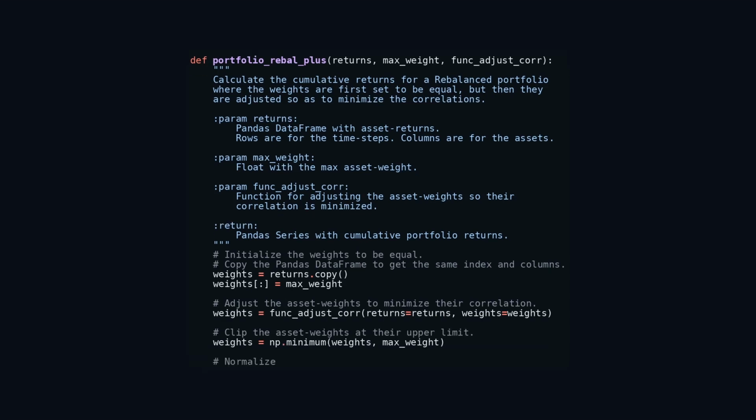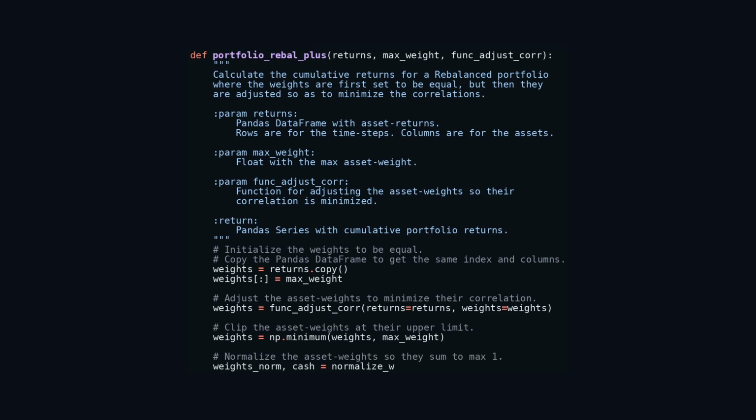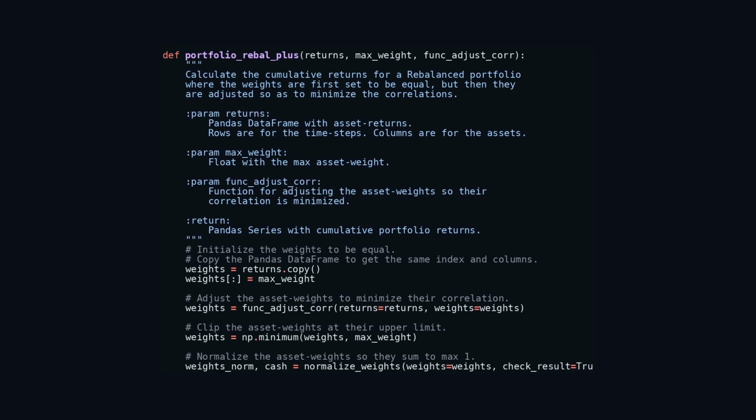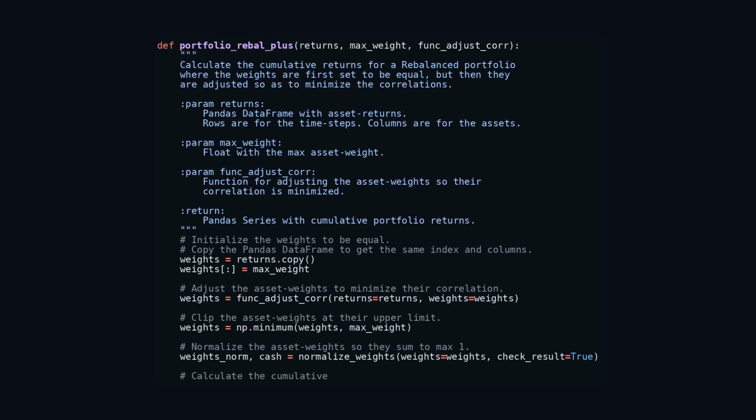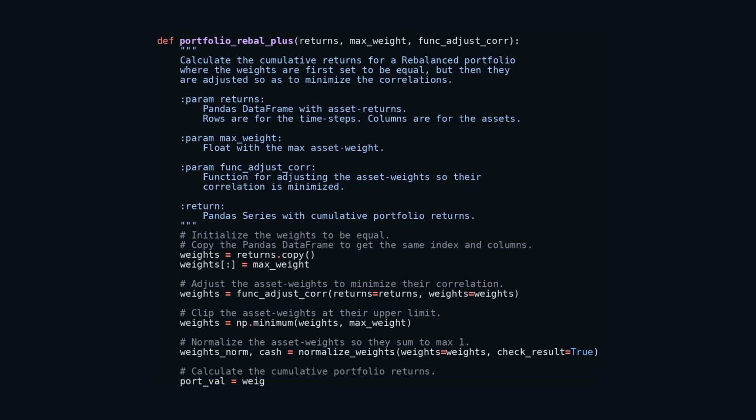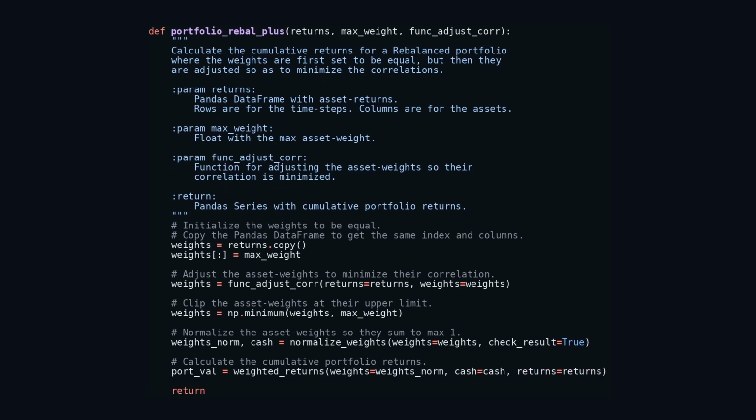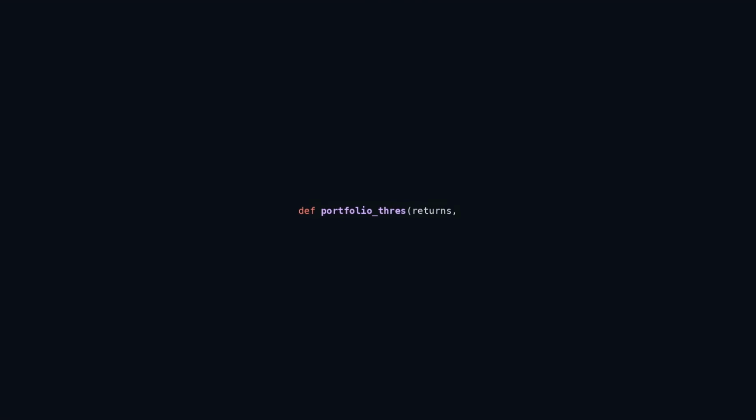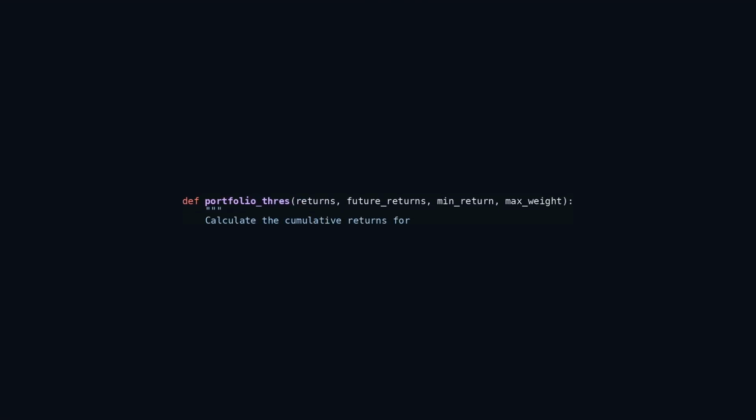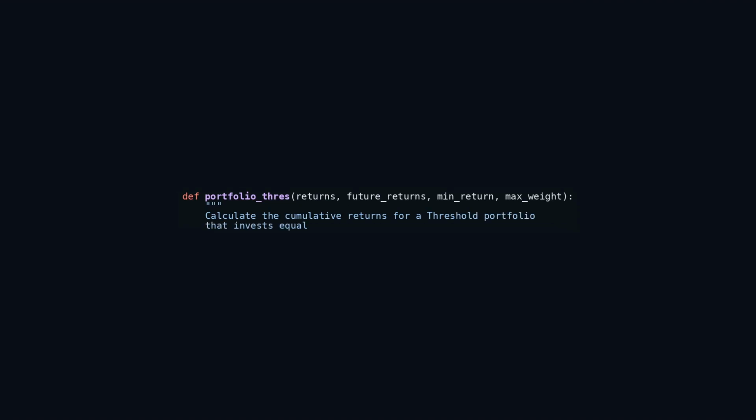Finally, it returns a pandas series containing the cumulative portfolio returns and the cash component in the portfolio. In summary, this function is essential for rebalancing a portfolio to optimize returns and manage risk by minimizing asset correlations and ensuring effective diversification. The code defines a function called portfolio_thres that calculates the cumulative returns for a portfolio strategy based on a threshold criterion.